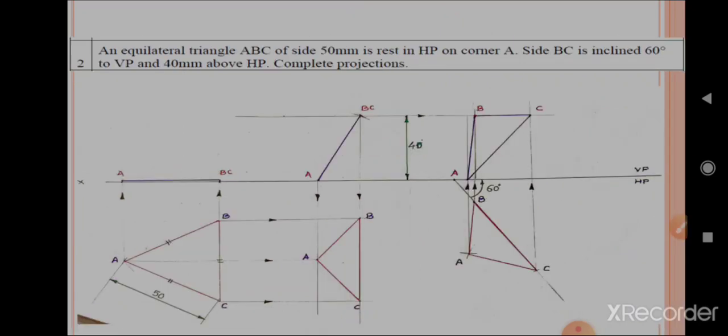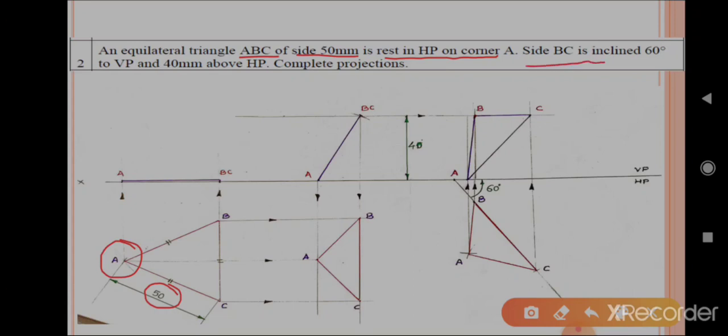Second problem. In this problem there is an equilateral triangle ABC of side 50 mm resting on HP on the corner. So again the plane is resting on the corner, and this is an equilateral triangle, so all sides are the same size, 50 mm, and side BC is inclined at 60 degree to VP and 40 mm above the HP.